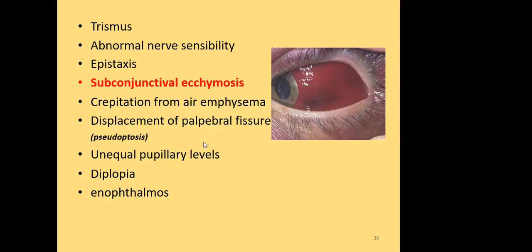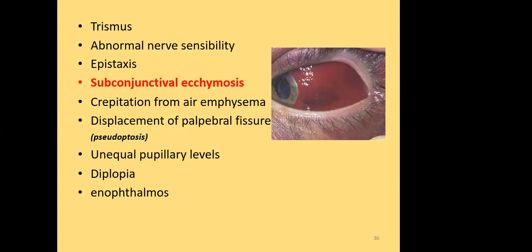Emphysemas can happen because there are a lot of subcutaneous spaces which can easily be pumped with air, and then when you touch, you really can hear those crepitations.